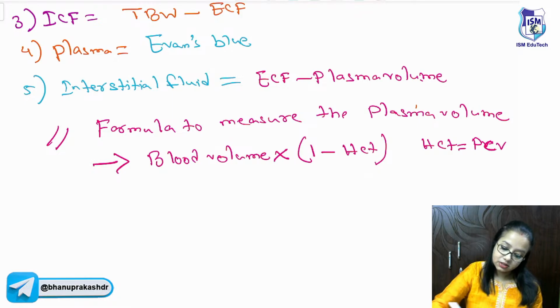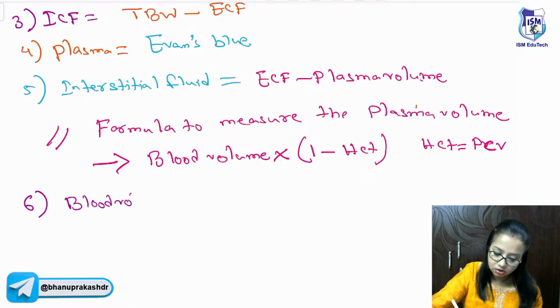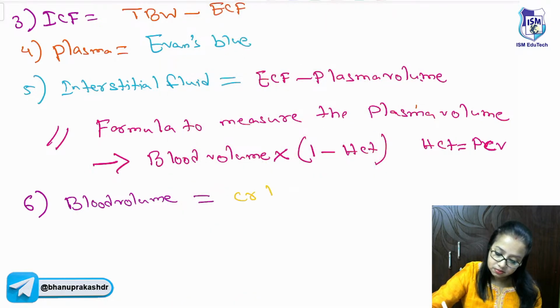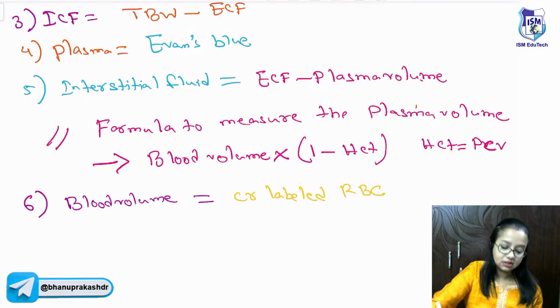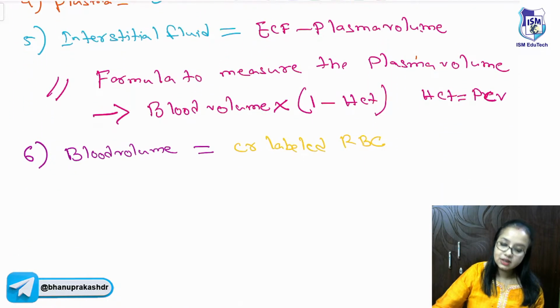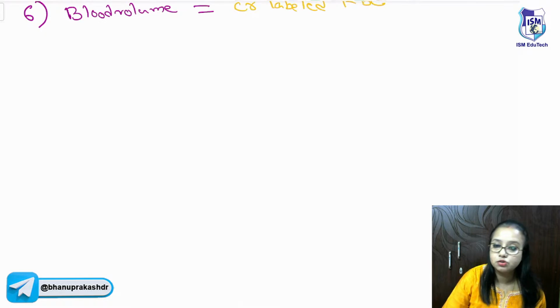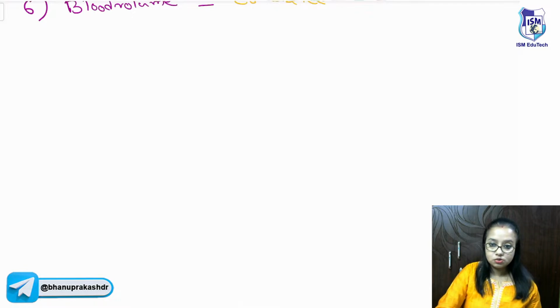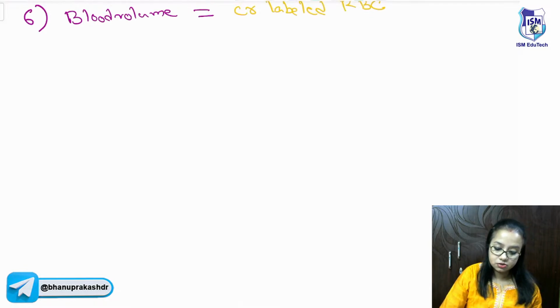Now, how do we measure the blood volume? Blood volume can be measured by radioactive, like chromium labeled RBC cells. So, these are the various dyes and substances which are used to measure the body fluid. Okay. We have understood the body fluid, we have understood the measurement, we understood where it is lying.